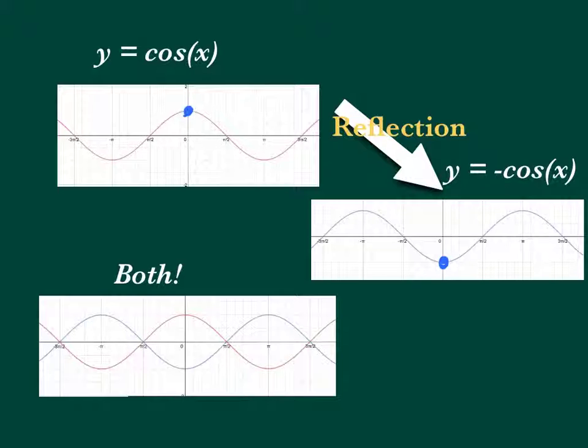So rather than going max to max like the original cosine, in our reflection, or in y equals negative cosine of x, we're actually going to go minimum to minimum. And down here on the left, you can see both of them graphed together, with the red representing our original y equals cosine of x, and the blue showing our reflection of y equals negative cosine of x.